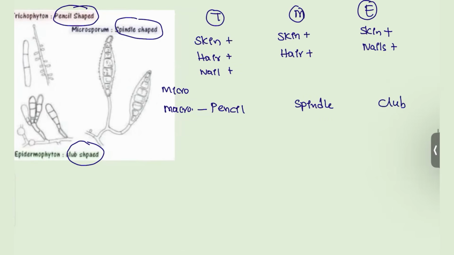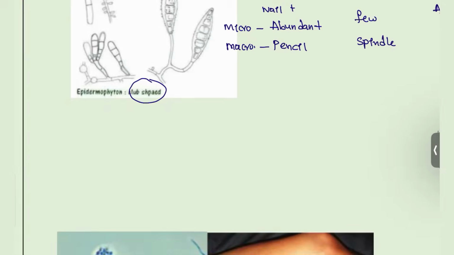Right, first thing. Next, microconidia. Microconidia for Trichophyton will be abundant, and for Epidermophyton completely absent. In between, for Microsporum, only a few will be present. This is the difference between the micro and the macro conidia of these types of diseases.